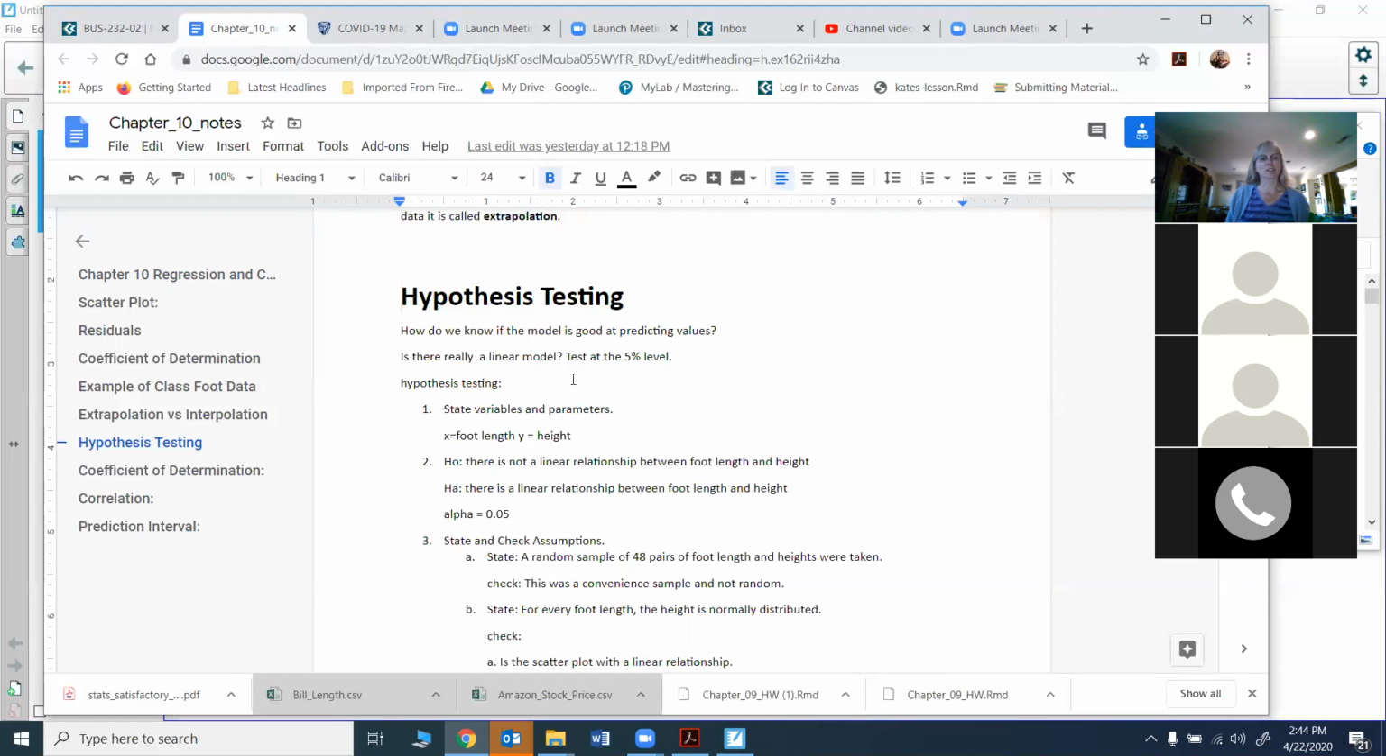So my question really was, is there a linear model? That's my question: is there a linear model between height and foot length? Because if there is, then I can use that model to tell me what somebody's height is if I know their foot length.